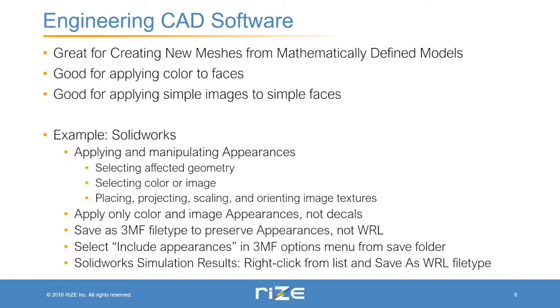So I'm going to go through a demo in a few minutes where I'll cover a couple different things you'll need to know about creating color files in SolidWorks. This will begin with applying and manipulating appearances, which will involve selecting the geometry that you want to be affected, and then selecting the color or image that you want to apply. And then there will be some options for placing, projecting, scaling, and orienting. And then I'll go over a couple of the other things that you'll need to ensure you do to get a successful file. So I'm going to switch over to SolidWorks now.